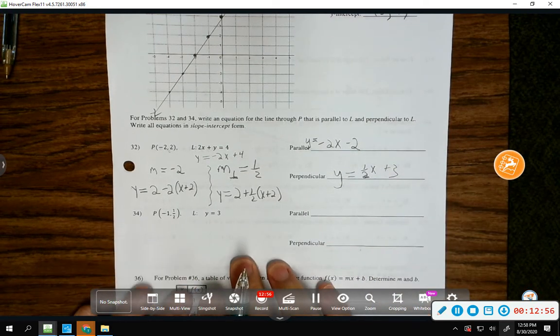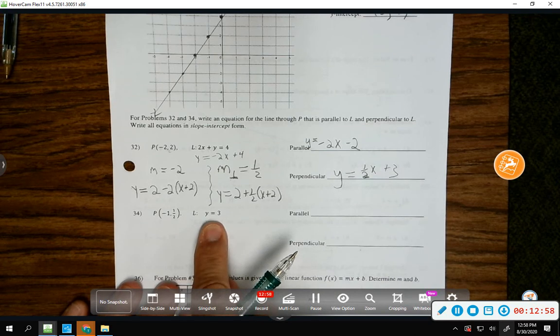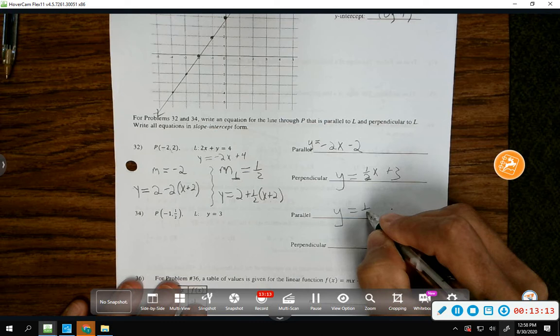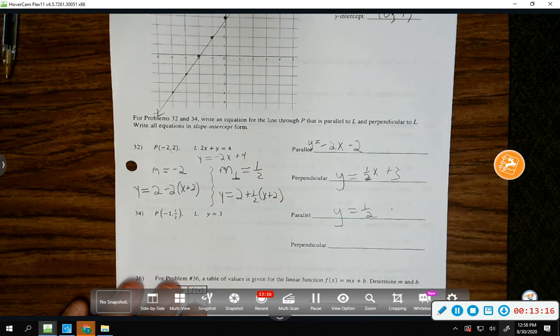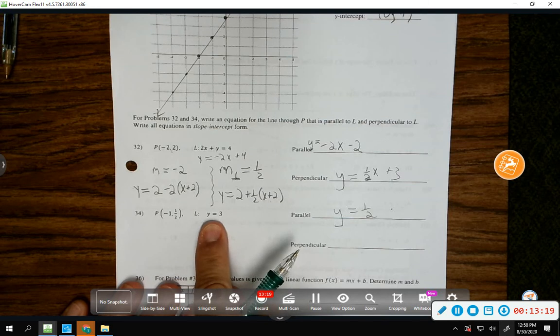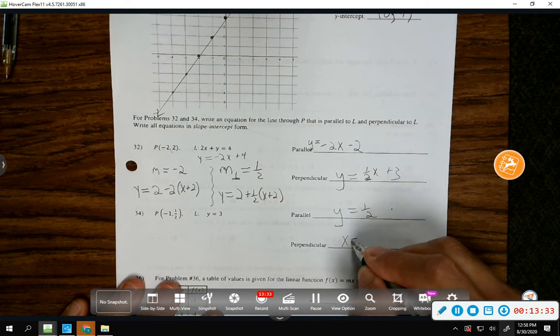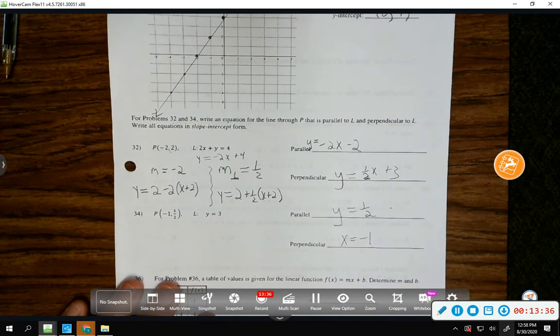Doing the same process here, but notice this now is a horizontal line. How do I find a line parallel to it? Well, it's got to be another horizontal line. How do I write a horizontal line through a point? It has to be y equals the y coordinate. How do I find a line perpendicular to it? Well, perpendicular to a horizontal line is a vertical line. How do I find a vertical line through a point? A vertical line through a point is x equals the x coordinate. Done. That easy.